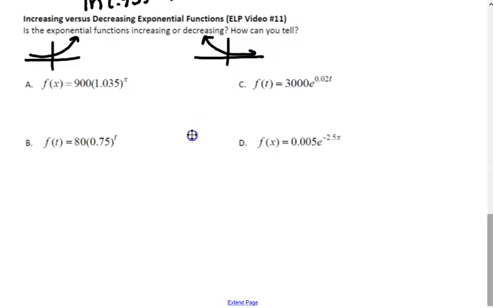Well, it's a pretty simple test. If the base of the exponent is greater than 1, we have an increasing function. If the base of the exponent is less than 1, we have a decreasing function. So let's just look at the base.